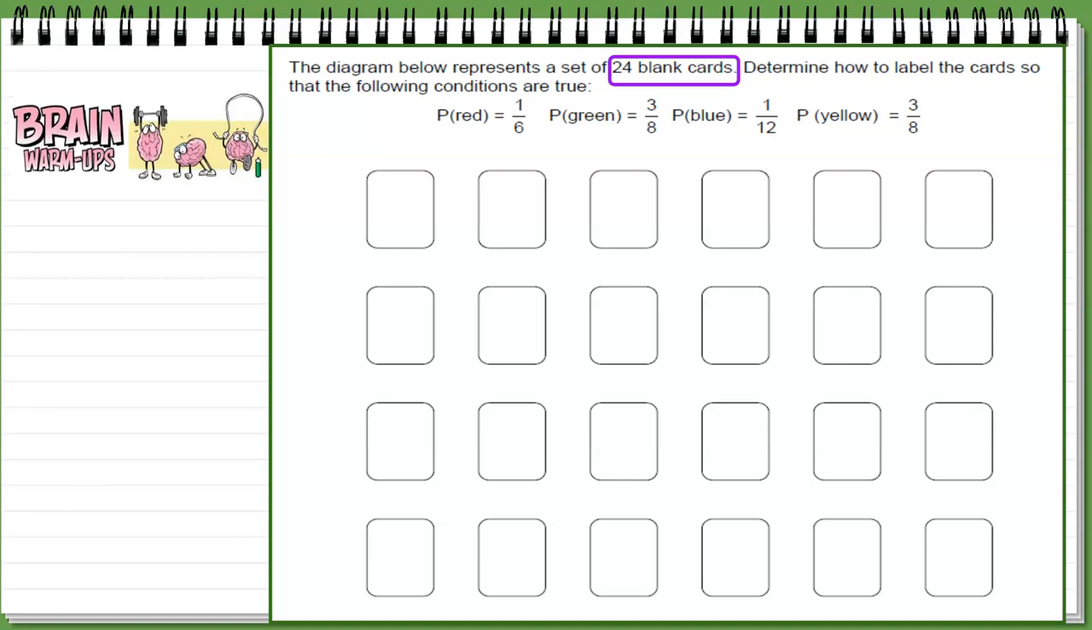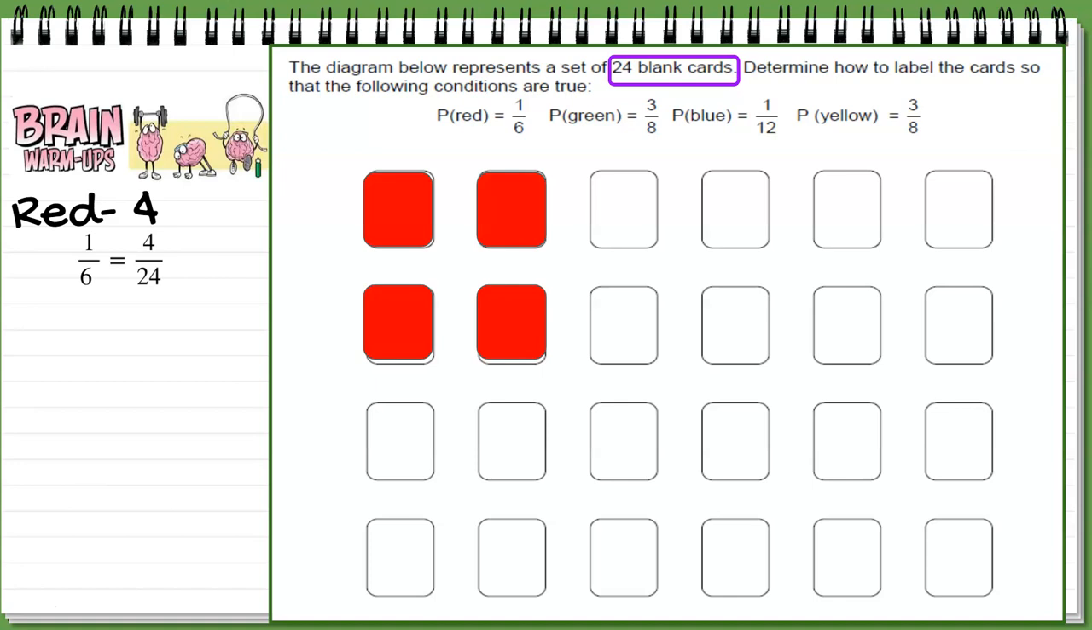So let's think about red. Red is 1/6. Well, 1/6 is how many 24ths? Well, I say 6 times 4 is 24, and 1 times 4, and so I get there are 4 red. I'm going to do the same thing now with green. 3/8 is equal to how many 24ths? Well, I did 8 times 3 to get 24, and 3 times 3 is 9.